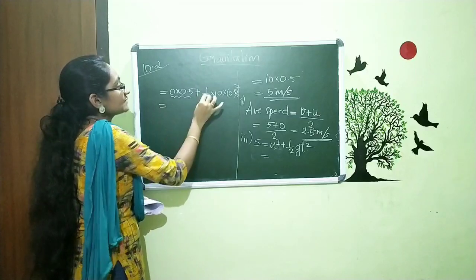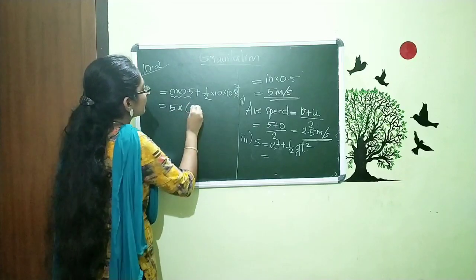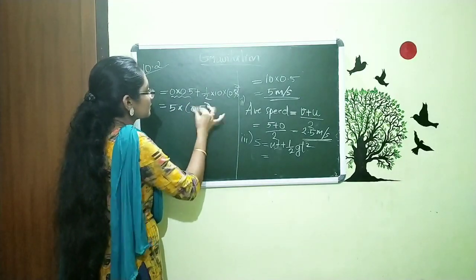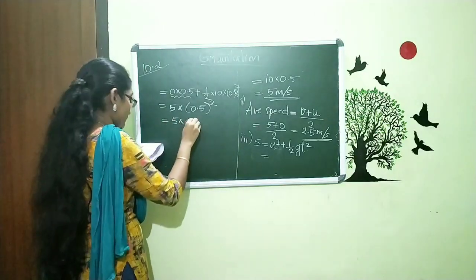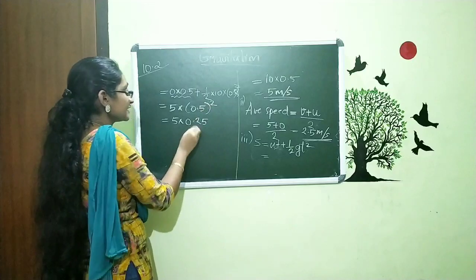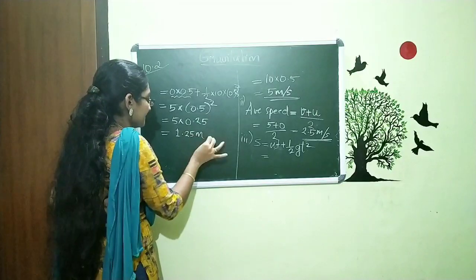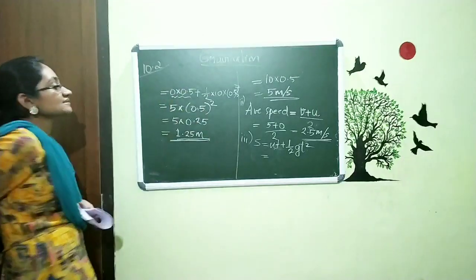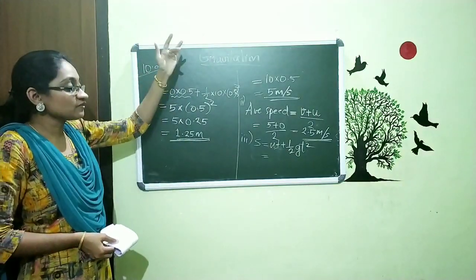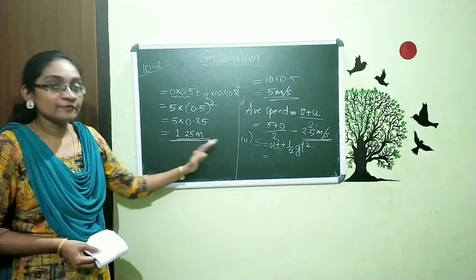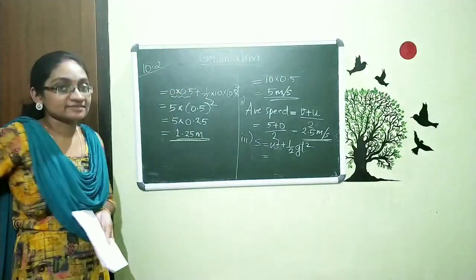So I can write it as, I am just multiplying these two, that is 5 into 0.5 whole square. 5 into 0.25. When squaring this we get this value, and when we multiply, we get 1.25 meter. This is the answer. That means this is the height of the ledge from where the car falls to the ground, 1.25 meter. This is the explanation for that 10.2 example.